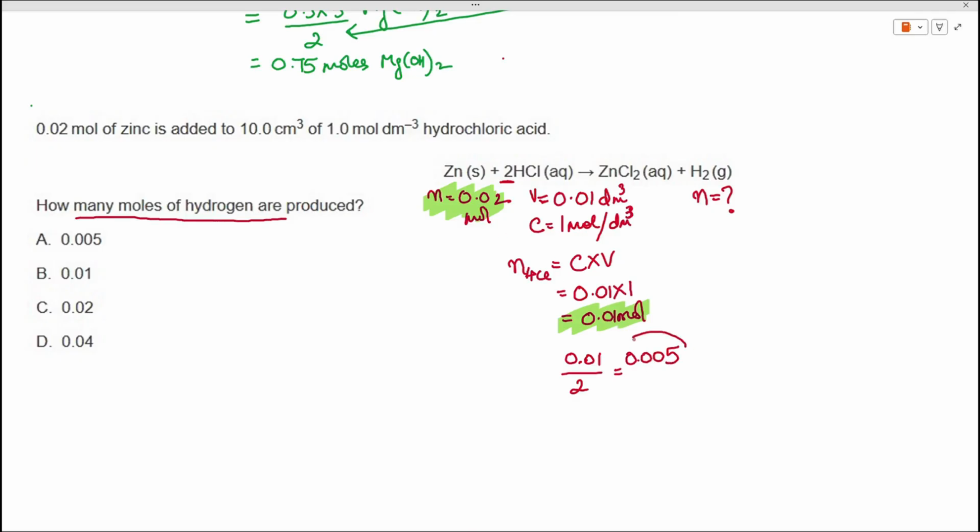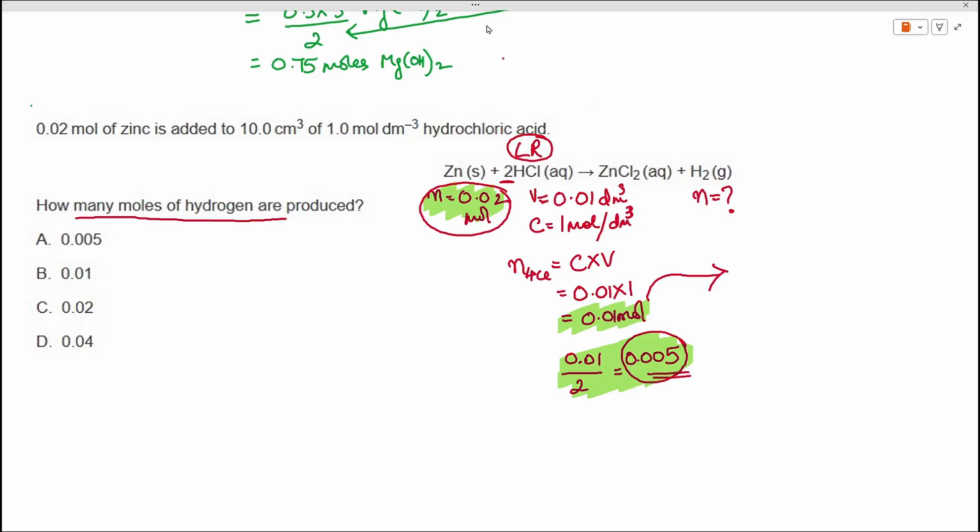0.005. And now you can compare these two numbers, 0.005 and 0.02. So from here we can see that this number is smaller. So HCl is the limiting reagent. And once we have the limiting reagent, we should be able to calculate the number of moles of hydrogen using the limiting reagent. Now you have to be careful that what we've done over here is to just find the limiting reagent. These are not the moles we are going to be using for our calculations.